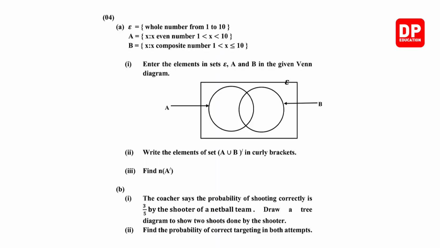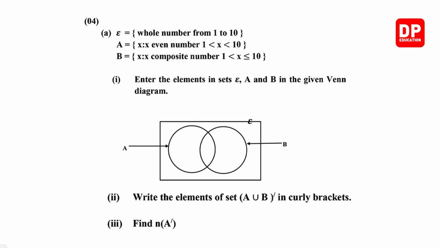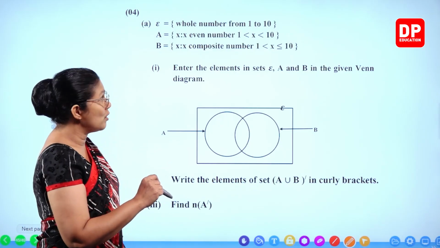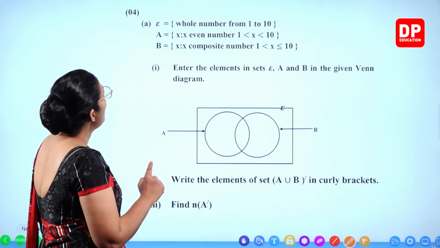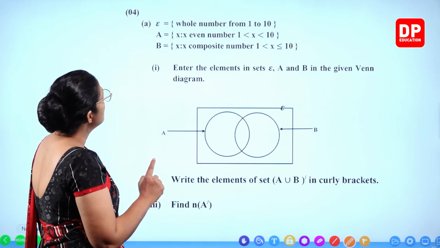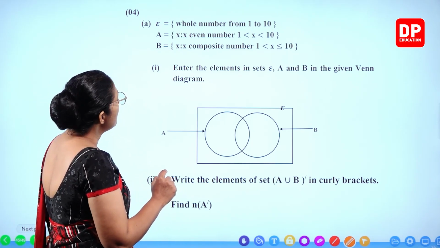Question number 4, it's about sets. You have given the entire set. Epsilon is whole numbers from 1 to 10. 1 and 10 also included. And A is even numbers and B is composite numbers. Enter the elements in set epsilon, A and B in the given Venn diagram.